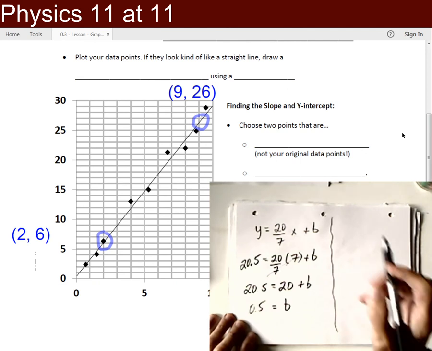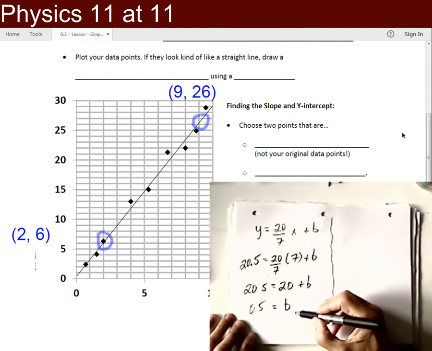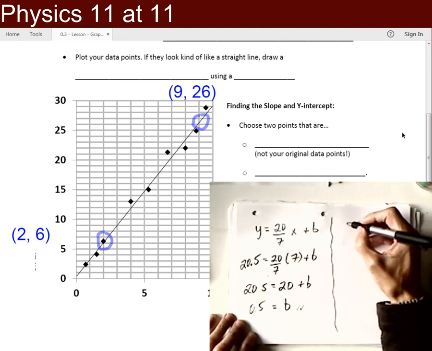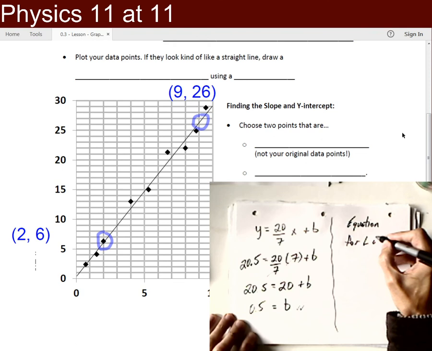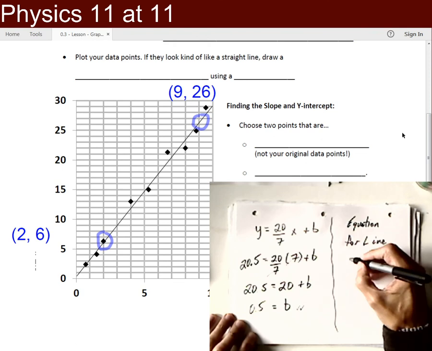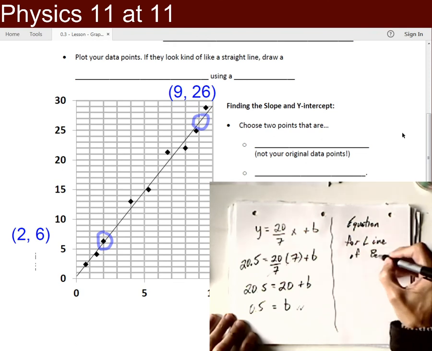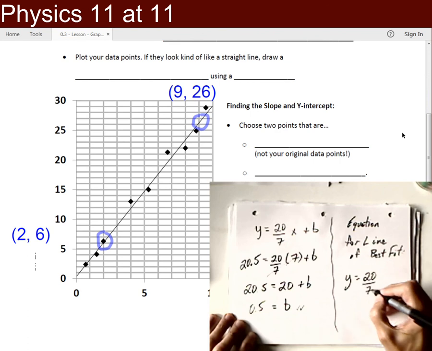And so by finding this y-intercept, this last point, we can now get the equation for our line of best fit. And that will be, well, you can write it down before me, line of best fit: y is equal to 20 over 7, the slope that we found there, times x, plus 0.5.